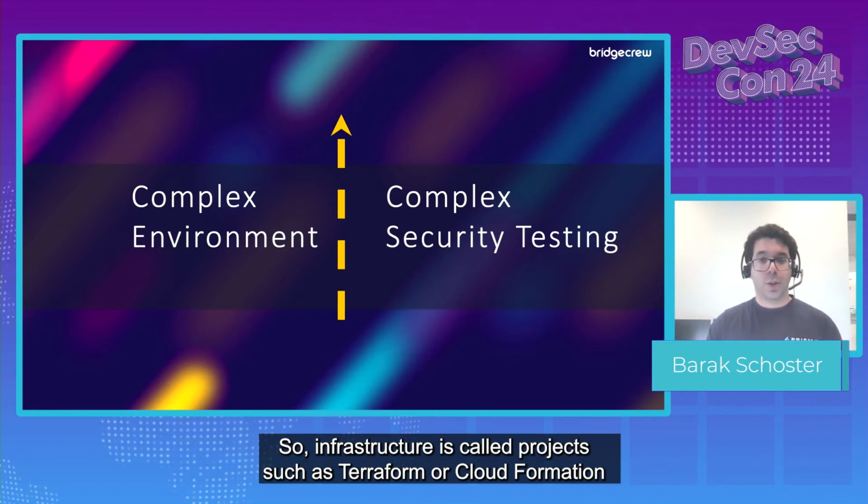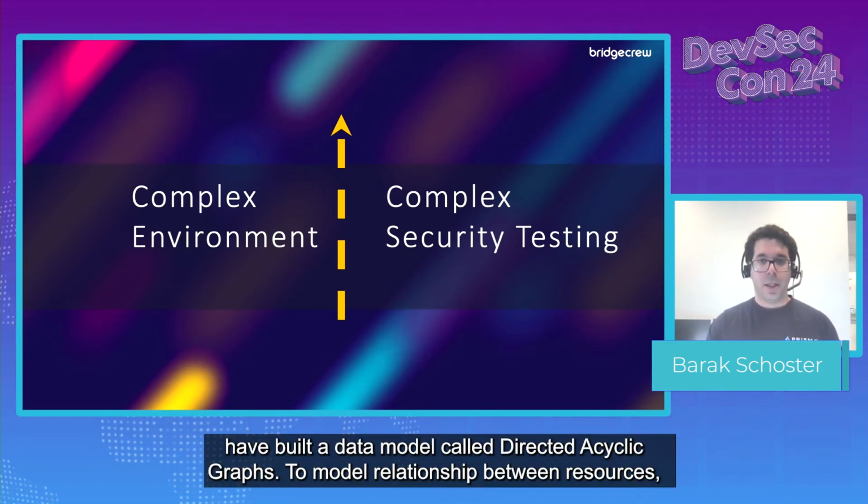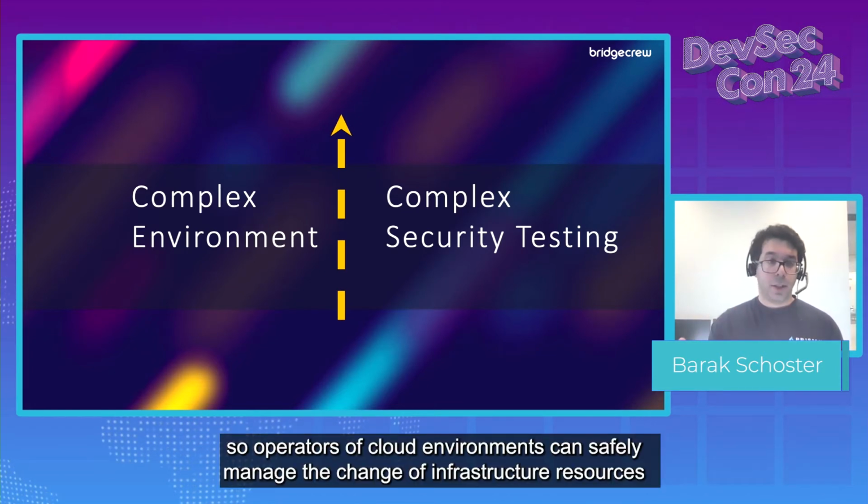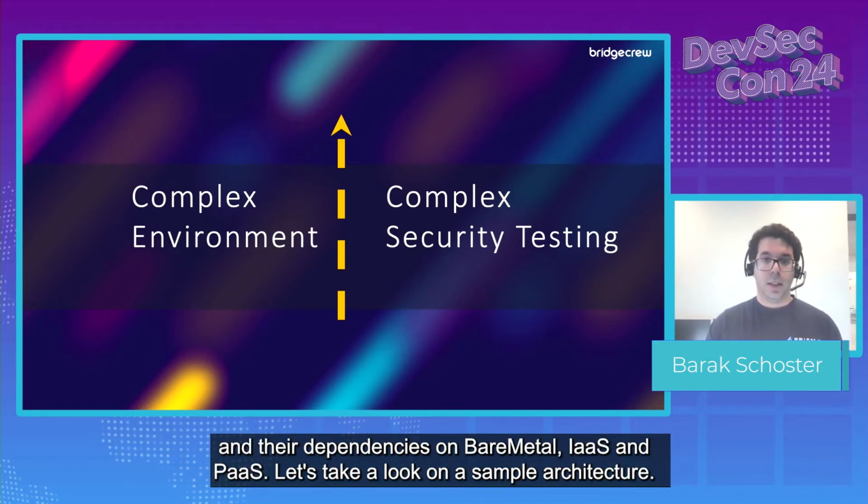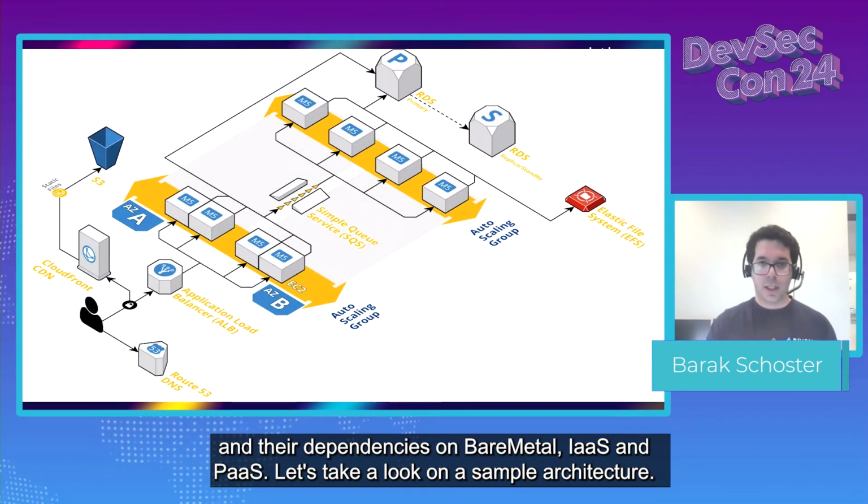So infrastructure as code projects such as Terraform or CloudFormation have built a data model called directed acyclic graphs to model relationships between resources. So operators of cloud environments can safely manage the change of infrastructure resources and their dependencies on bare metal, IaaS, PaaS, and SaaS. Let's take a look at a sample architecture.